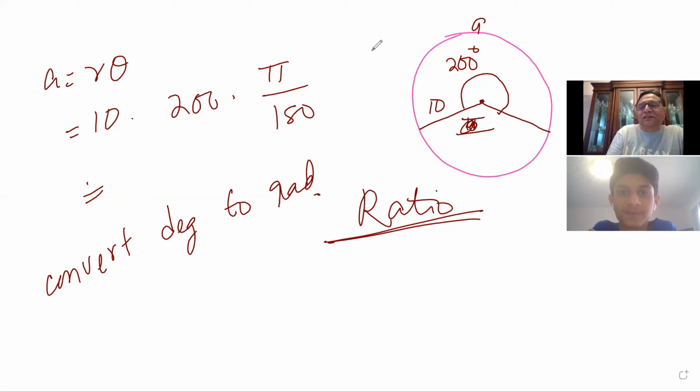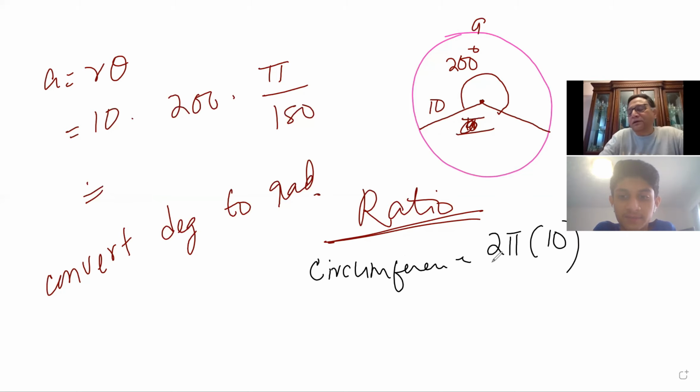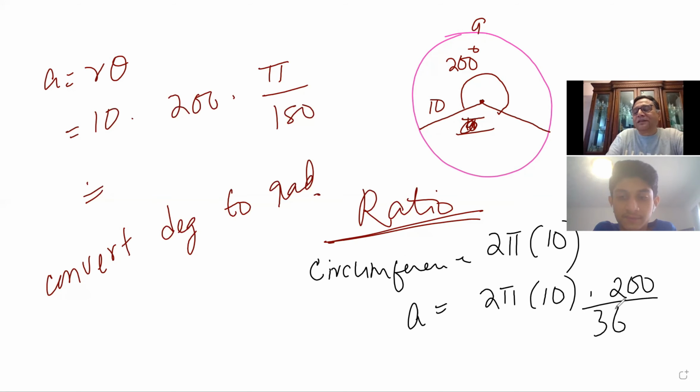You know, one full circle, circumference C, let me write C for circumference, will be 2 pi r, right? 2 pi r, in this case 2 pi times 10, correct? But we want only the arc length. So A will be a ratio. It is not 360 degrees, but 200 degrees, right? So it will be 2 pi times 10 times 200 over 360 degrees, correct?